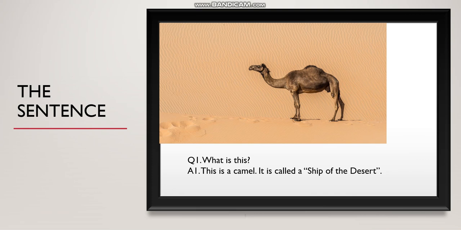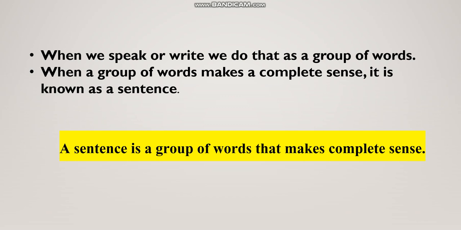Students, these sentences are formed by using different words and arranging them in a proper sequence. See the word camel. See the words: this is a camel. So we have arranged these words in a proper order. Now students, let us read the points.